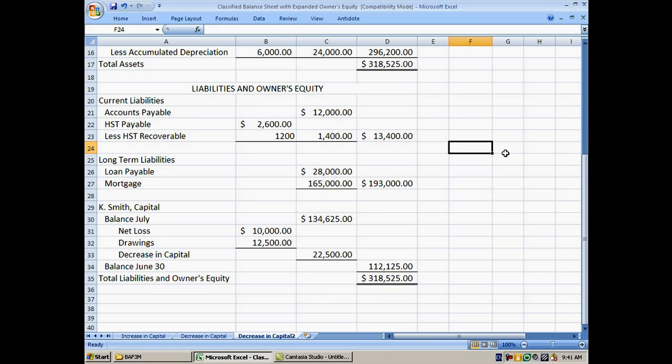A third situation you might encounter is where you have a net loss for the business for the fiscal period, and the owner has also taken drawings out of the business. So you're going to add the net loss and drawings balances, and you'll have an overall decrease in capital in this situation of $22,000. So you will deduct that from your opening capital balance to arrive at your new capital balance for the year.